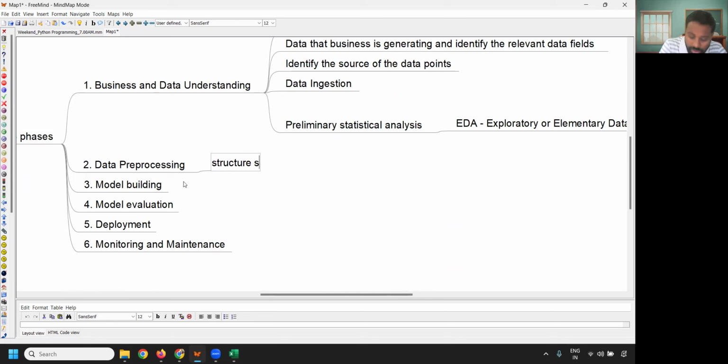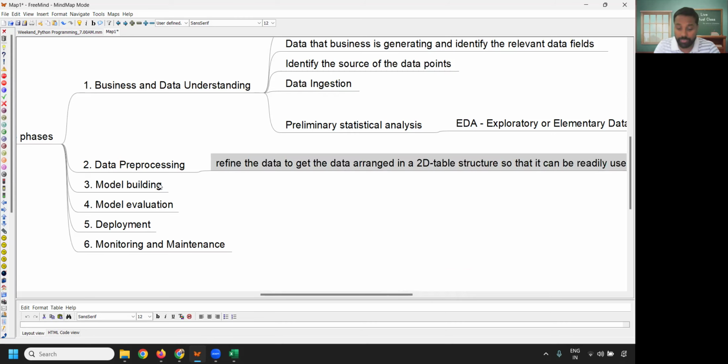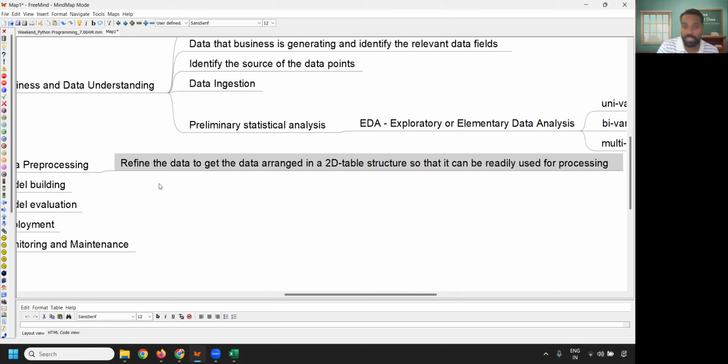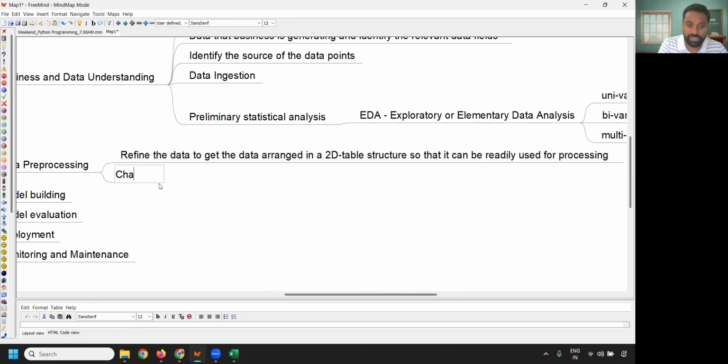Table structure so that it can be readily used for processing. So we are calling it the pre-processing stage because we are making this data ready for processing purpose, right? Refinement stage.